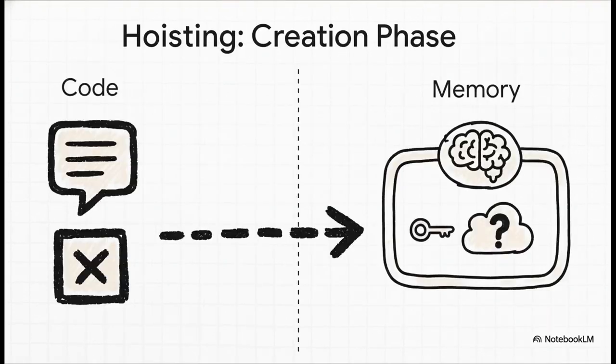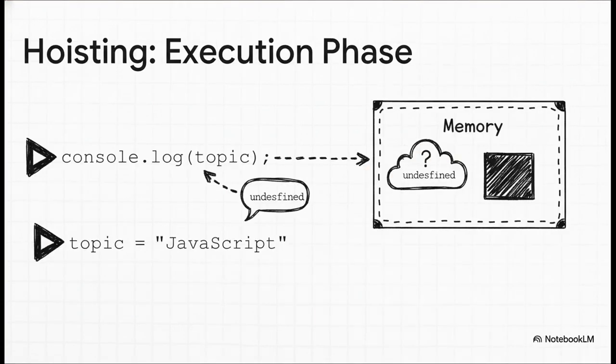Okay, so take a look at this simple code. We're trying to log the topic variable before we actually declare and assign it. Now, during that first creation phase, the engine scans this code, it sees var topic, and it says, okay, I need to allocate some memory for this thing. So it creates a spot in memory for topic and gives it a special placeholder value, undefined. Okay, now we move into the execution phase. The engine hits that very first line, console.log topic. It looks up topic in its memory, and what does it find? It finds that placeholder value, undefined. So that's exactly what gets printed. It's only after that line runs that the engine gets to the assignment, topic equals JavaScript, and finally updates the value. And that, right there, is hoisting in a nutshell.